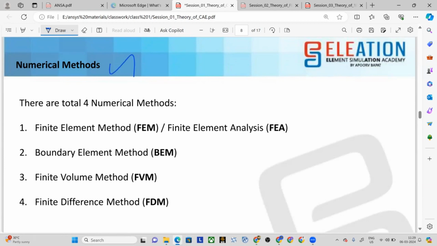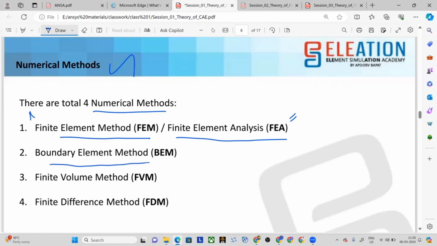So coming to the numerical methods, there are 4 total numerical methods available. One is finite element method, or otherwise called finite element analysis. In most of our Indian standard curriculum, this subject has been included to give a basic idea of the numerical methods, which have been widely used in the industries.